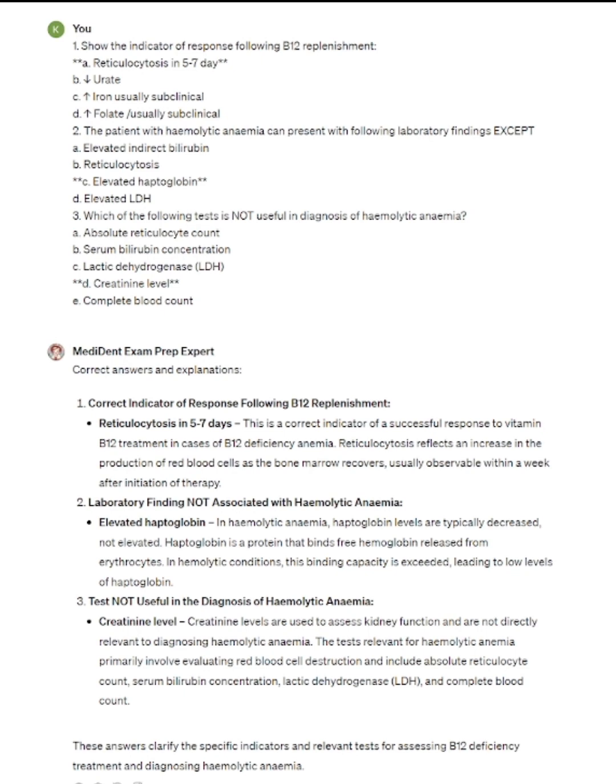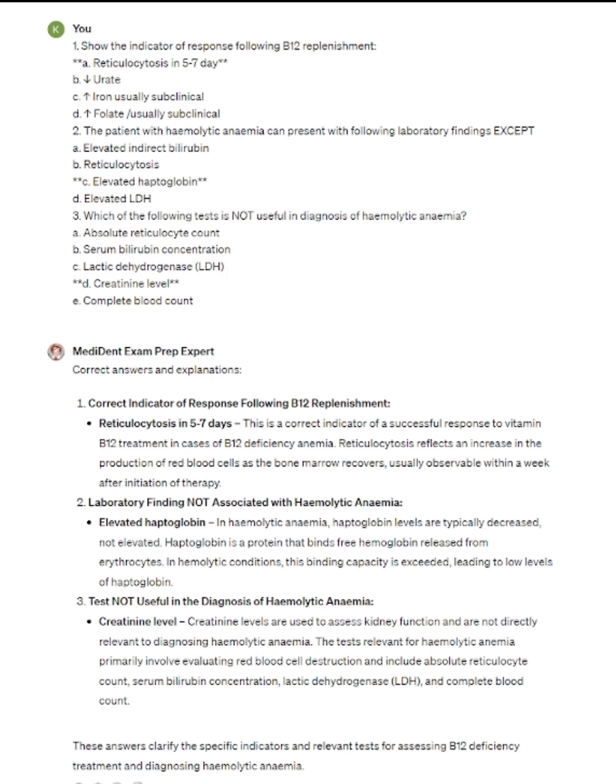2. Laboratory finding not associated with hemolytic anemia: elevated haptoglobin. In hemolytic anemia, haptoglobin levels are typically decreased, not elevated. Haptoglobin is a protein that binds free hemoglobin released from erythrocytes. In hemolytic conditions, this binding capacity is exceeded, leading to low levels of haptoglobin.